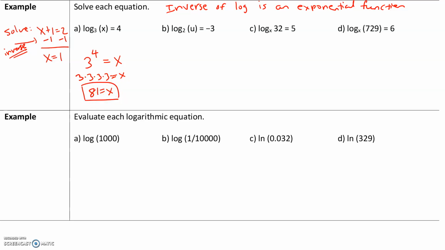Okay, the next one, we have 2, that's going to be our base. The negative 3 and u, they reverse, so we got 2 to the negative third equals u. We learned in the last section that 2 to the negative third is equivalent to 1 over 2 to the third, because we can't have our answer with a negative exponent, so we move that to the denominator to make it positive. And 2 cubed is 2 times 2 times 2, so we get u equals 1 over 8.